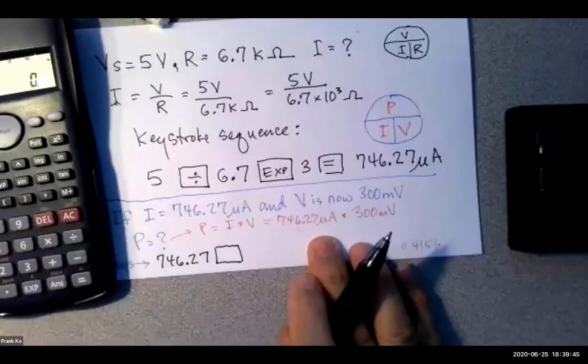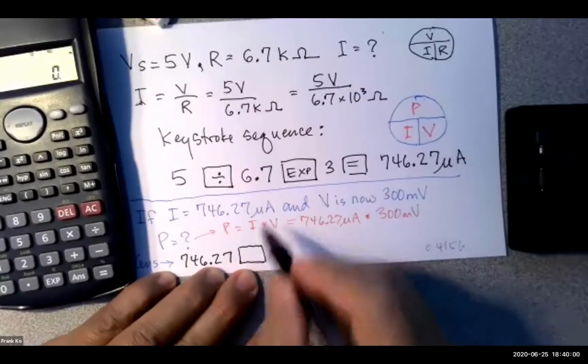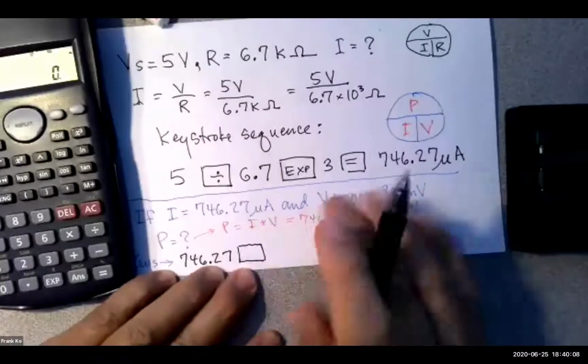Yeah, I could. I think it depends on the calculator you guys are using, because I'm using a little different calculator. Based on ours, you take the 746.27 times the 300 millivolts. Well, we're not going to do that because we did not key in micro yet. We can't take the 746. Oh, okay, yeah, sorry. All right, let me take over the microphone.